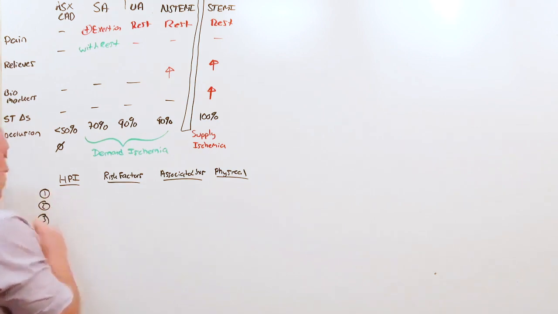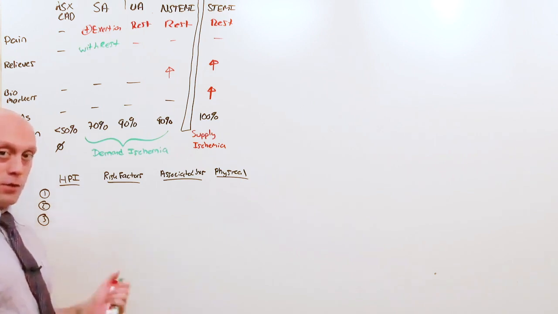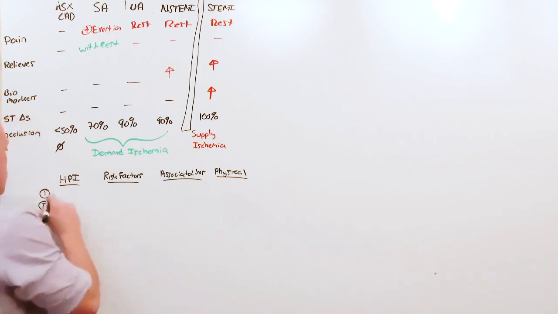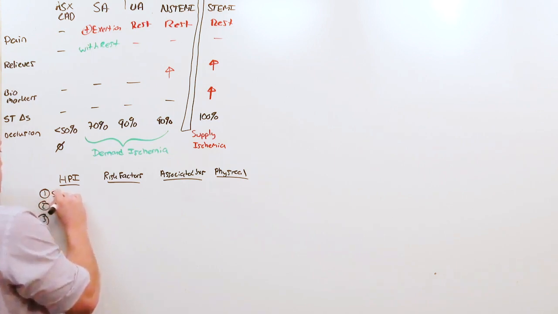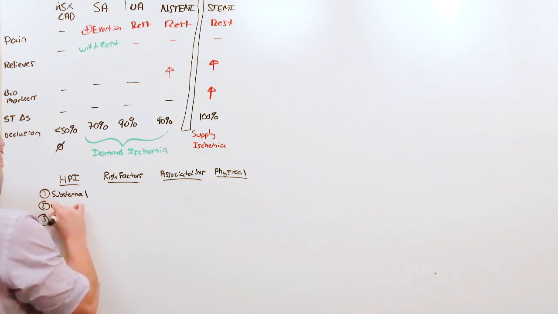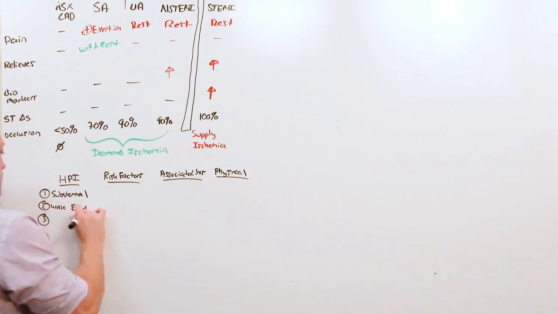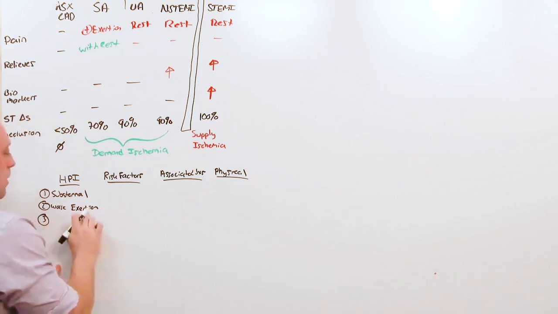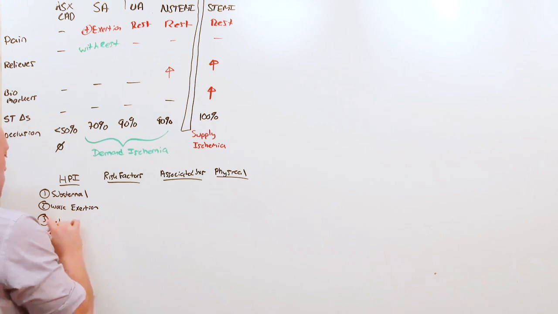The more of these you have, the more likely there is to be coronary artery disease. The fewer there are, the less likely. The first is that it is substernal or left-sided chest pain. It is worsened with exertion and therefore relieved with rest and relieved by nitroglycerin.